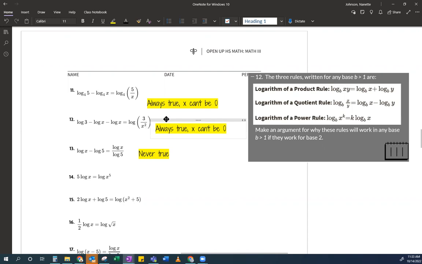True. I think, yes, this is going to be always true, but there is a caveat. Ms. Johnson, what's that caveat? Well, I can't take the log of something that's negative. So x has to be greater than zero, reminding you of this fancy picture in Desmos.